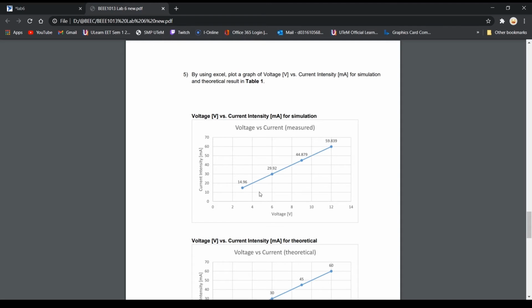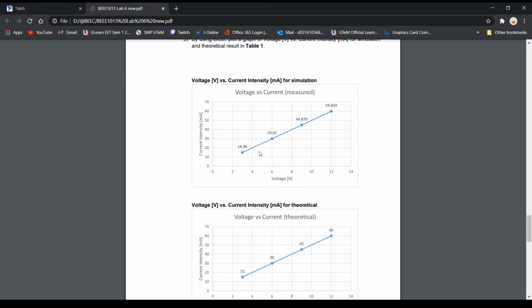So the voltage starts from 0 to 4, 6, 8, 10, 12 and 14, and the current intensity starts from 0, 10, 20 and up to 70. So the numbers that are placed on these markers are the current intensity in the circuit. First, it starts at 14.96 to 29.92, then to 44.879, and finally the max value is 59.839.